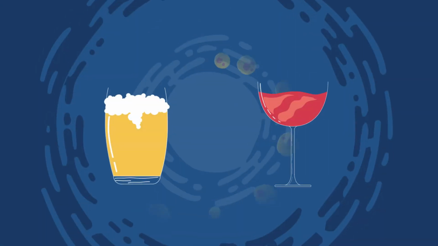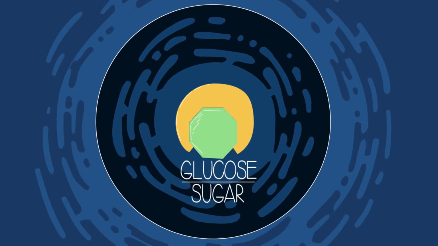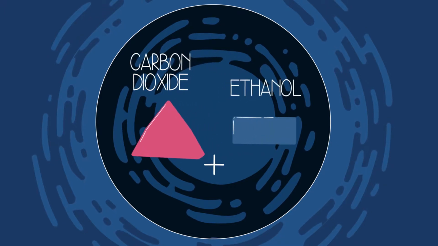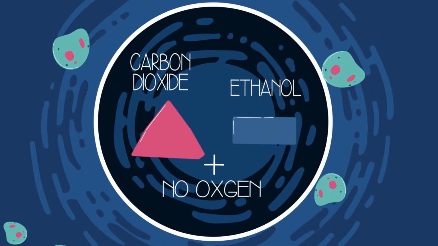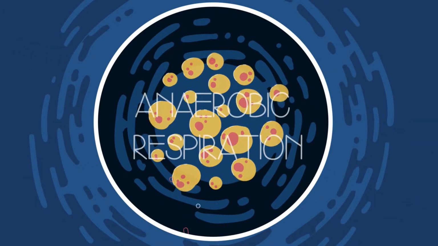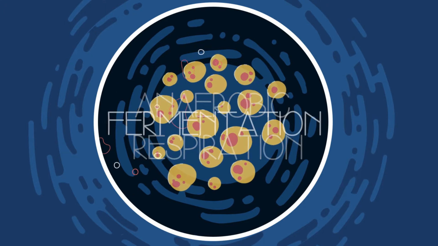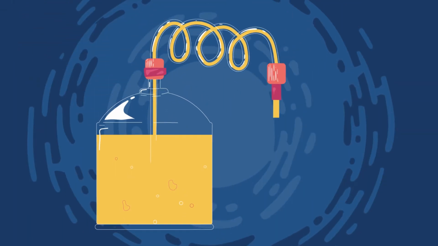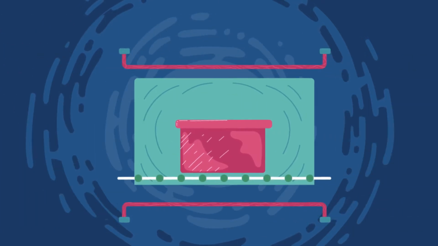Beer and wine are made using yeast. Yeast is a type of fungus that contains an enzyme which will convert sugar or glucose into carbon dioxide, and a type of alcohol called ethanol. In this process, oxygen is not used. Therefore, yeast carries out anaerobic respiration, also known as fermentation. Humans use this process to make alcoholic drinks like beer and wine, and also to make baked goods rise.